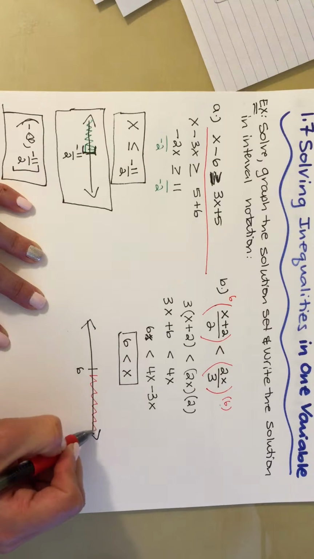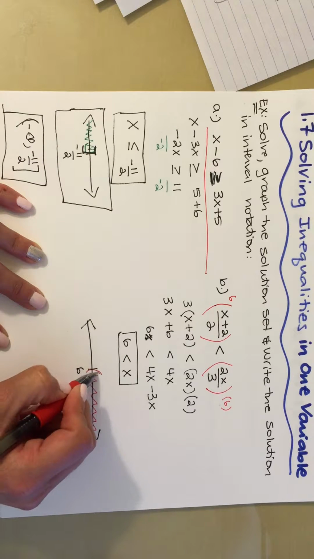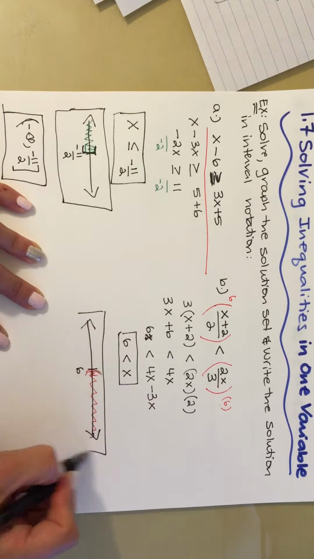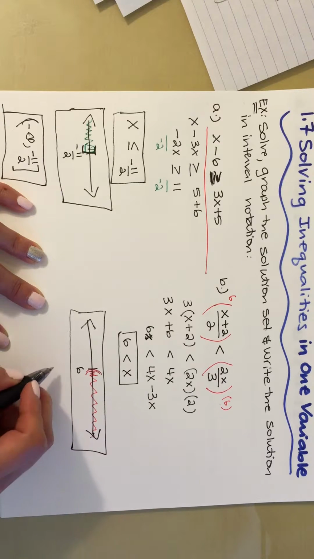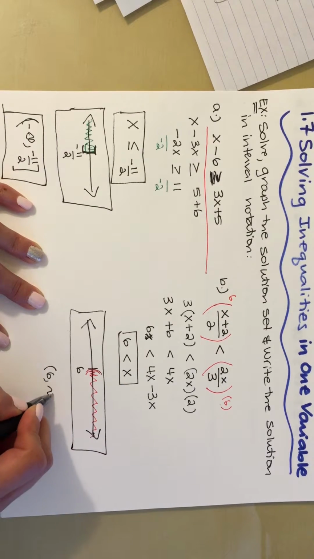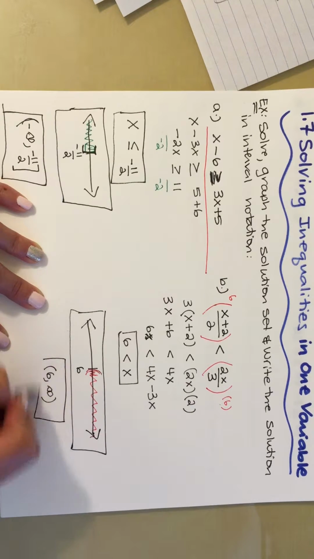Shade to the right. There is no equal, so we have to use a parenthesis. And then interval notation follows from this number line. Remember, smallest first, followed by largest. 6, +infinity.